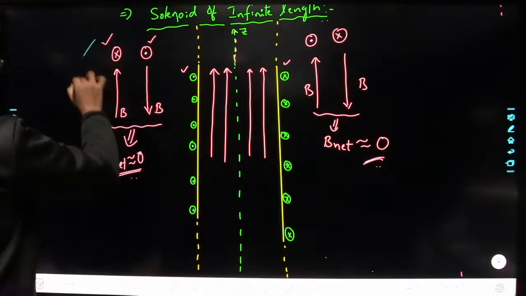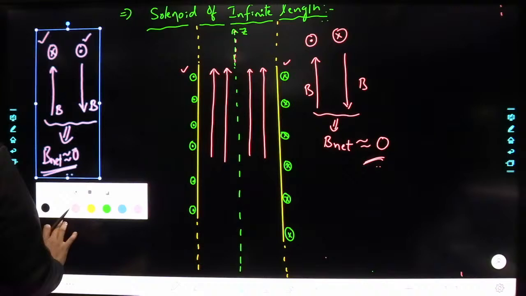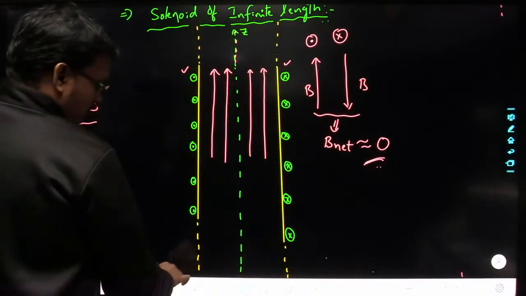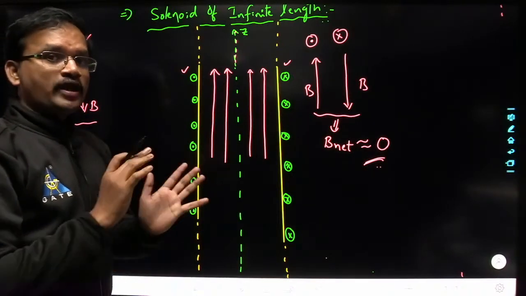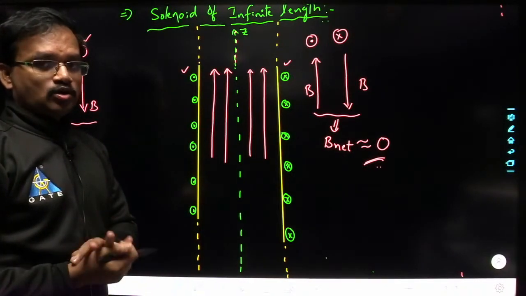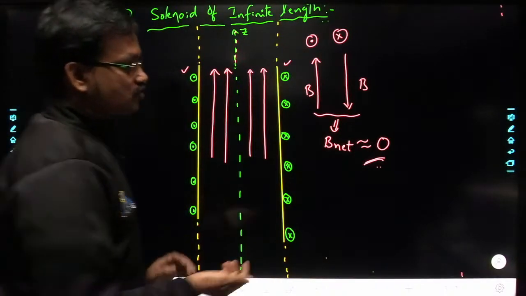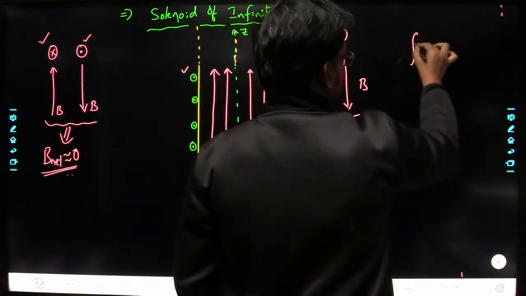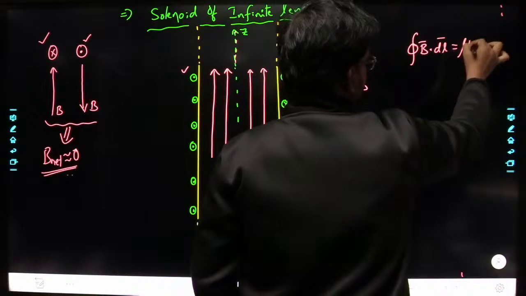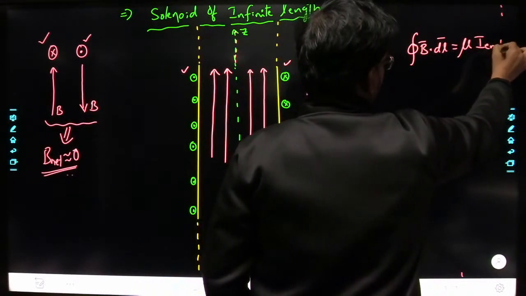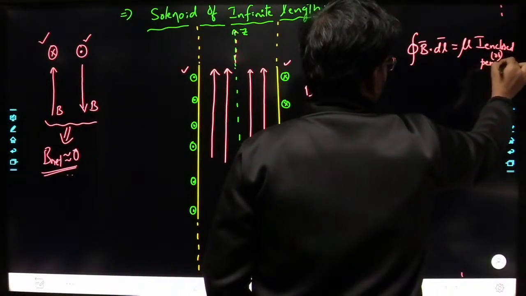See here, how we are going to determine that. From Ampere's law, we know that the circulation of the B field around any closed loop is equal to mu times the current enclosed by that closed loop. Yes or no? That is nothing but Ampere's law. The circulation of a B field around any closed loop is equal to mu times the current enclosed, or current penetrating.